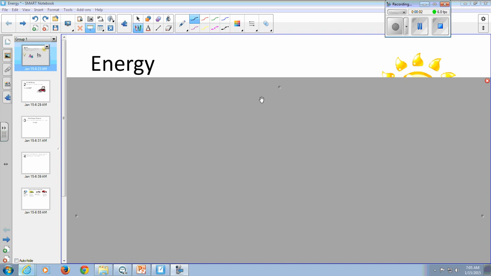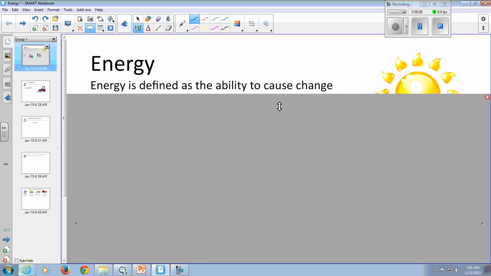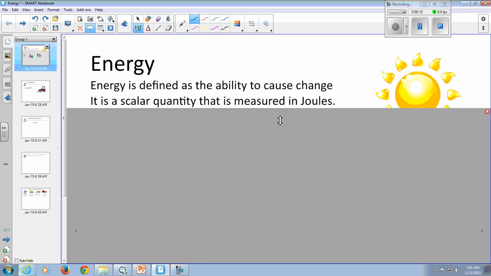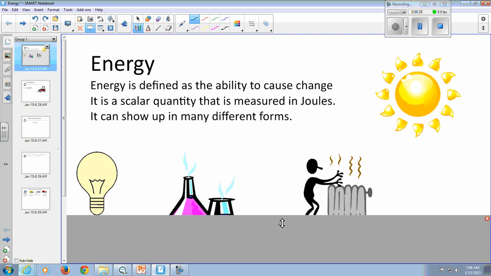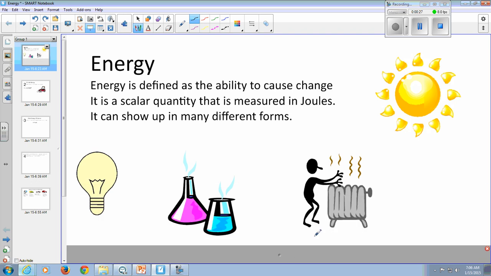Let's talk about energy. Energy is defined as the ability to cause change. It's a scalar quantity. It's measured in joules, just like work was measured in joules. And please note that it is a scalar quantity. It's not direction aware. It can show up in a lot of forms, and the pictures on your handout we can define these different forms.